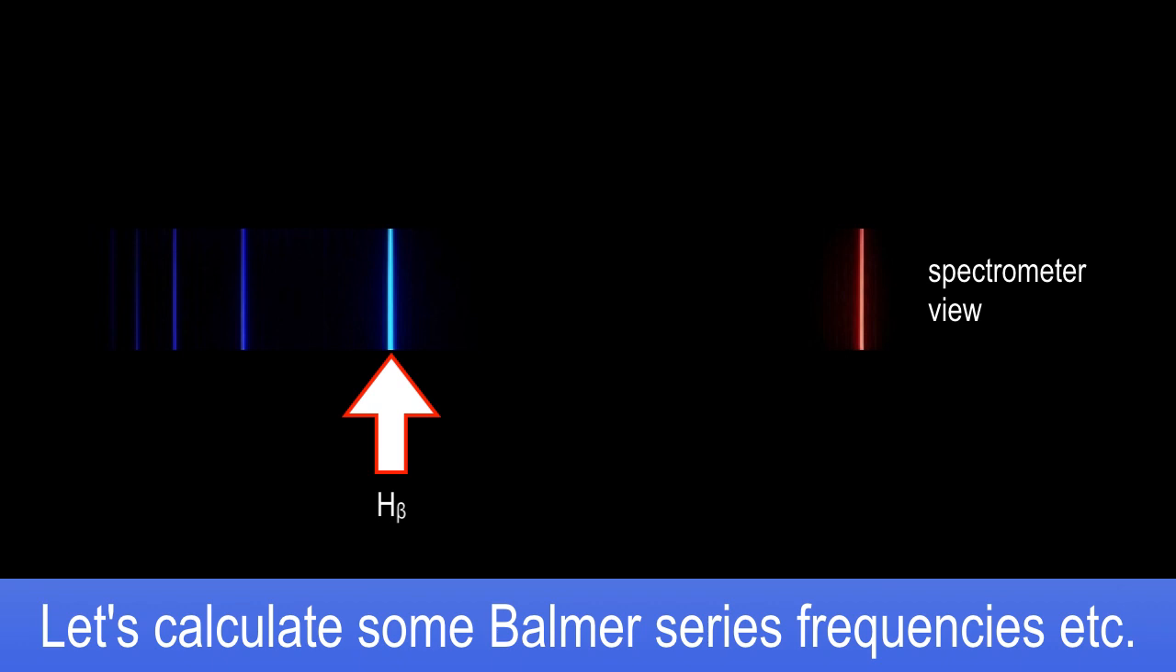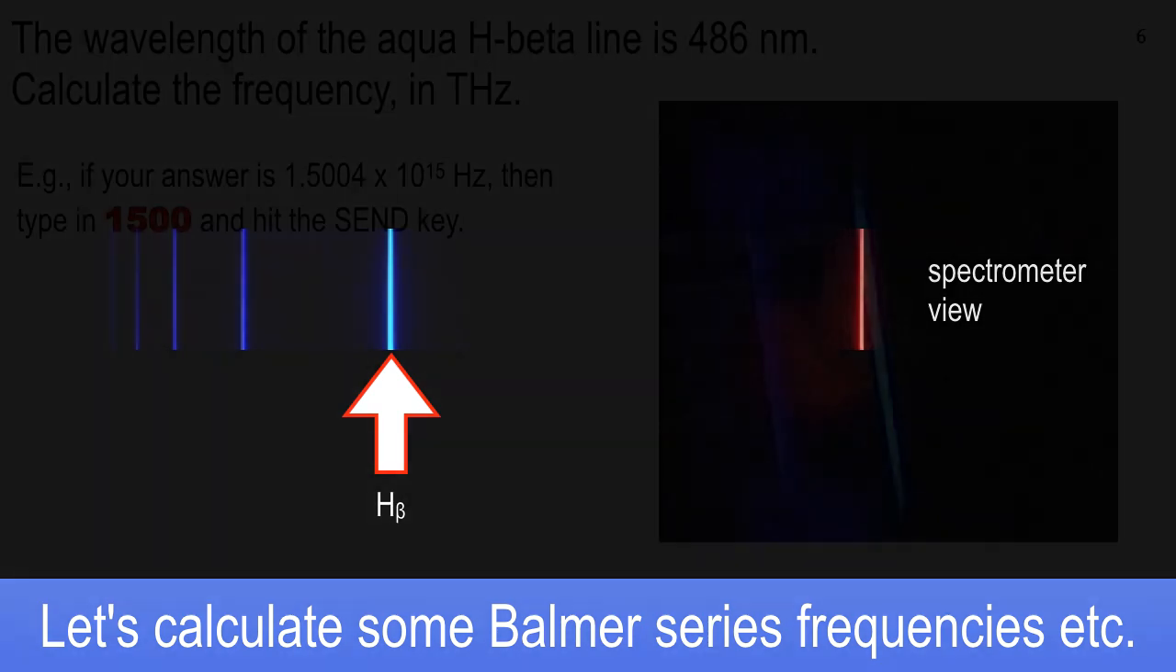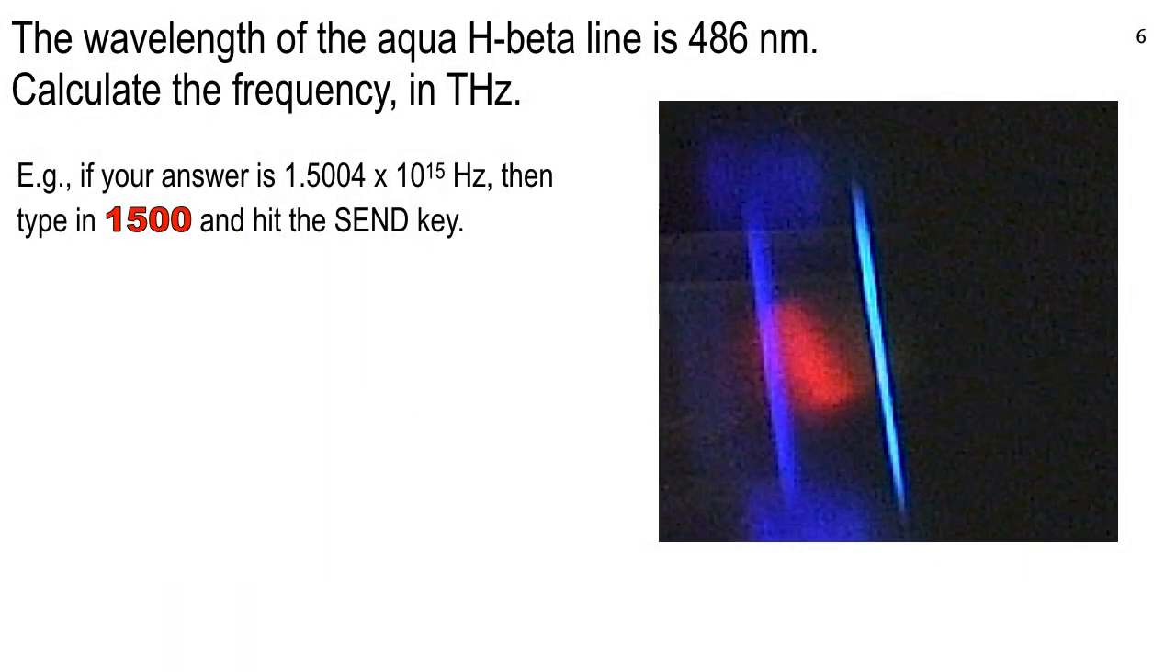Now, let me go back up to regular lighting here. Here's your first question. The wavelength of the aqua H beta line is 486 nanometers. We get it with trig and a good spectrometer. Calculate the frequency in terahertz. Now remember, a terahertz is 10 to the 12th seconds to the minus 1. All right, so go ahead and calculate that. And let me start your question here.